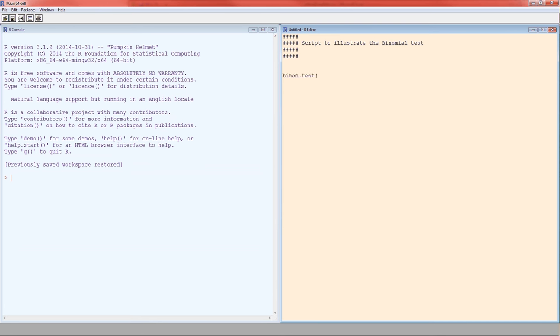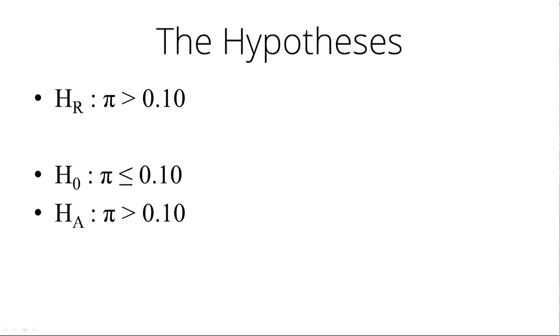The function is binom.test. We give it three pieces of information. One is the number of successes, x equals 31. Two is the number of trials, n equals 40. And three is our hypothesized proportion. We hypothesize that p was equal to 0.1, and not only that, we hypothesize the alternative hypothesis was greater. To remind you of this, let's go ahead and pop up the slide again. And there it is.